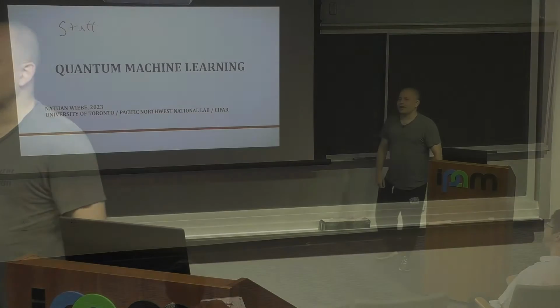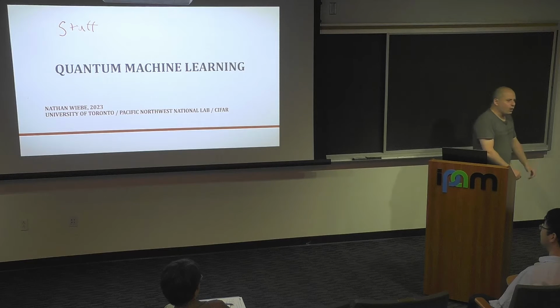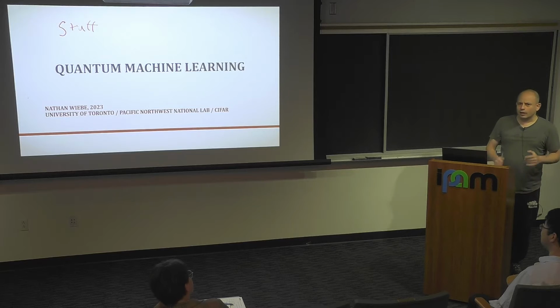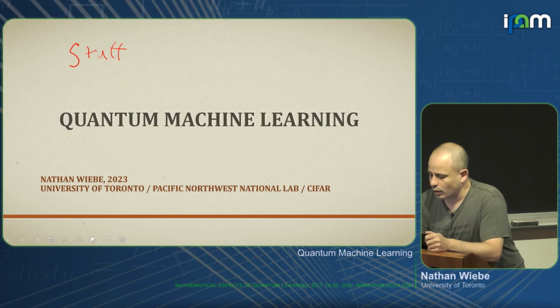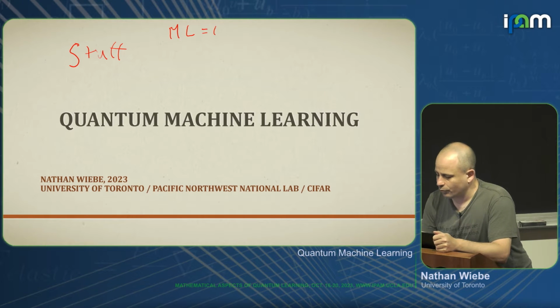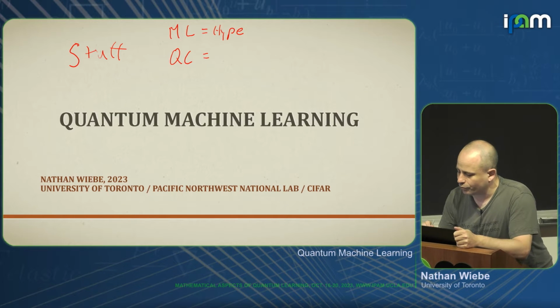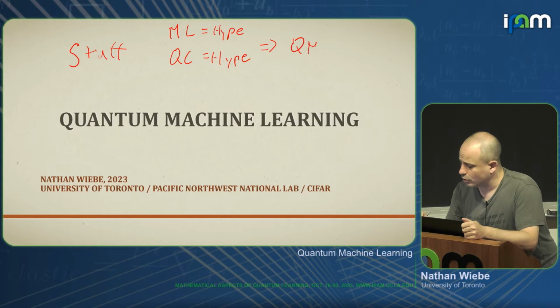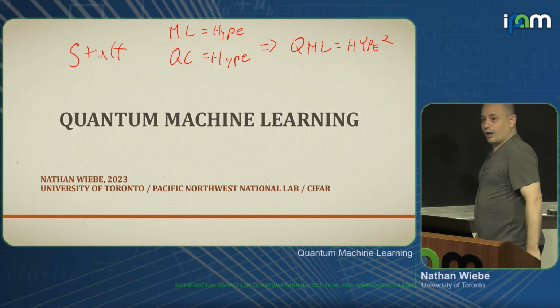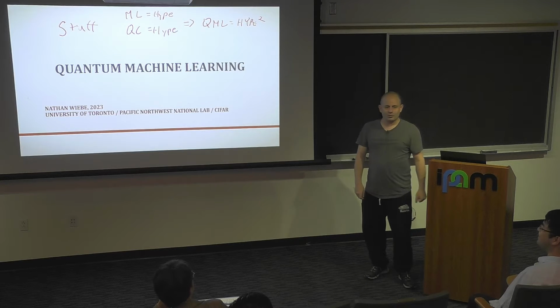So, what and why quantum machine learning? Well, quantum machine learning comes about because of this simple expression. ML equals hype. Quantum computing equals hype. Therefore, QML equals hype squared. Okay? Wonderful. Congratulations. Now you know 50% of what you need to know to understand quantum machine learning.